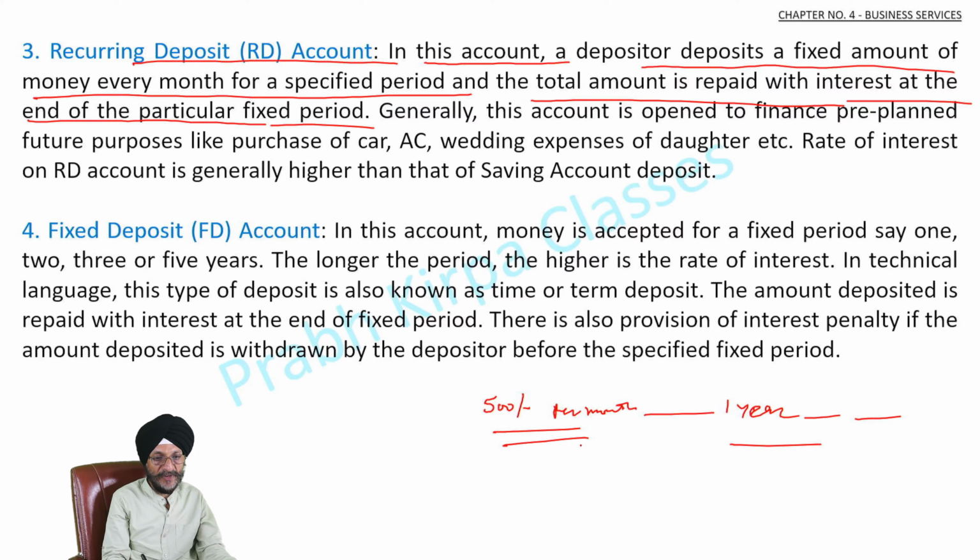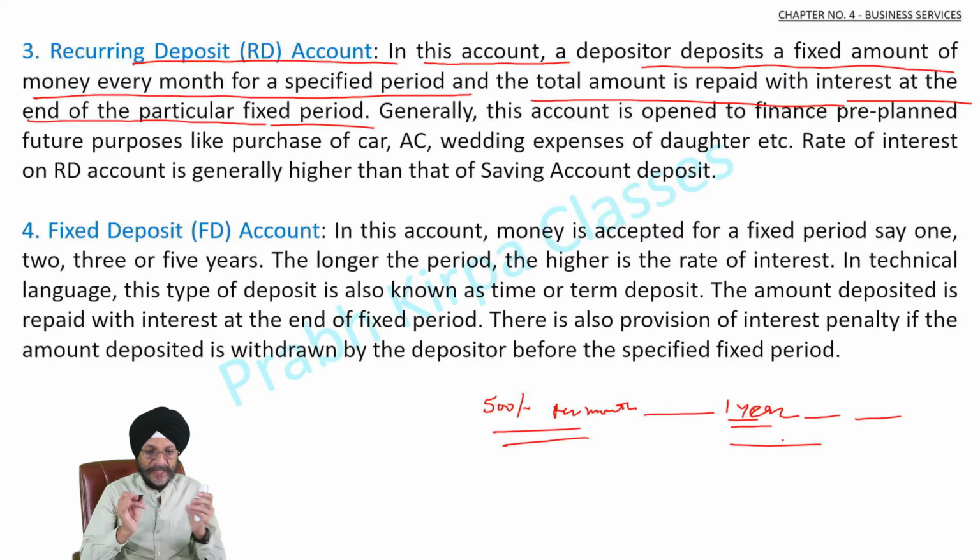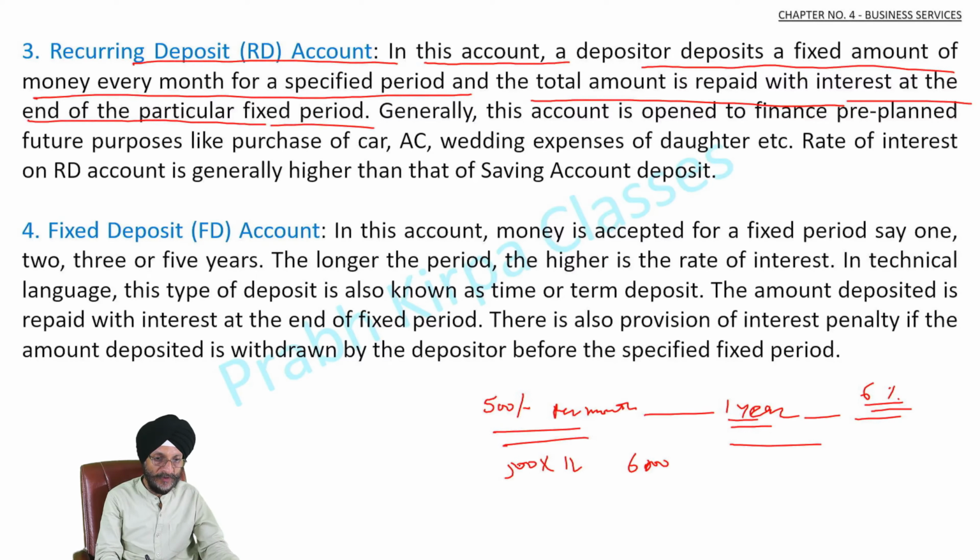Suppose we are depositing 500 per month, and the period of the recurring deposit account is 1 year, and the interest which will be given by the bank to us is 6%. After 1 year, the bank will give us 500 into 12, which is equal to 6,000, plus interest, and the total amount, whatever it comes to, will be deposited in our account or given to us.